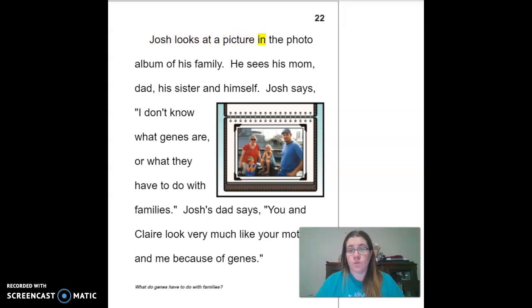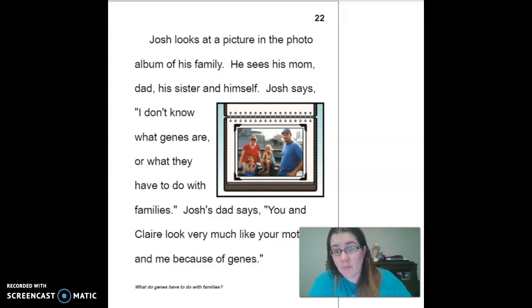Josh looks at a picture in the photo album of his family. He sees his mom, dad, his sister, and himself. Josh says, "I don't know what genes are, or what they have to do with families." Josh's dad says, "You and Claire look very much like your mother and me because of genes."